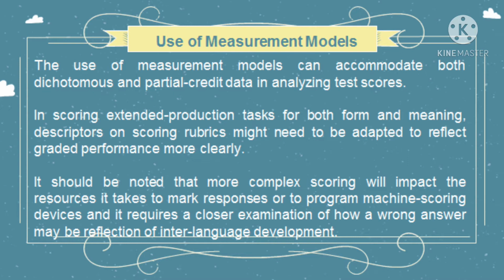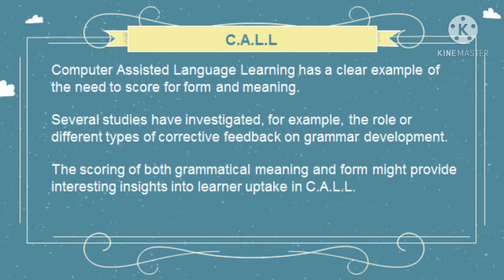It should also be noted that more complex scoring procedures will impact the resources it takes to mark responses or to program machine scoring devices. It will also require a closer examination and hopefully ongoing research of how a wrong answer may be a reflection of interlanguage development. However, successfully meeting these challenges could provide a more valid assessment of the test taker's underlying grammatical ability. Computer-assisted language learning is a clear example of the need to score for form and meaning.